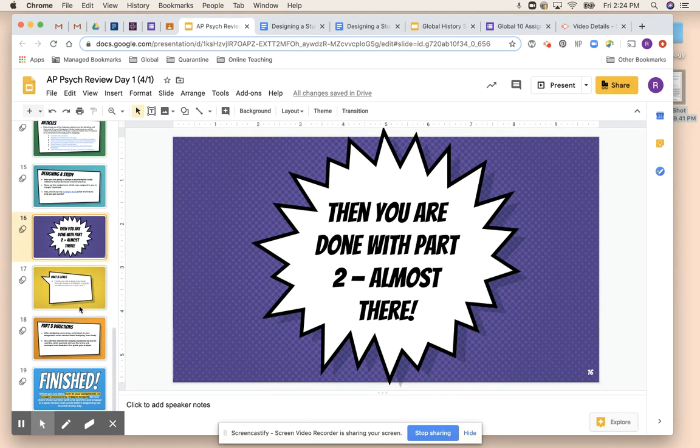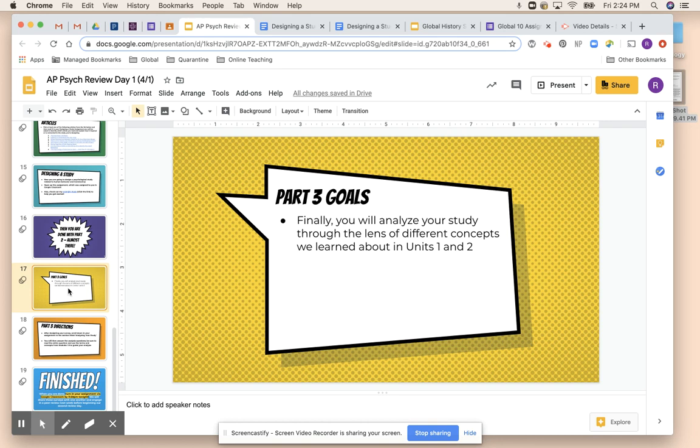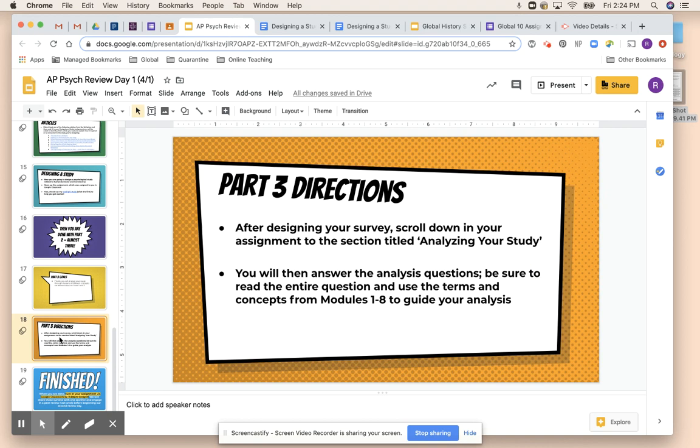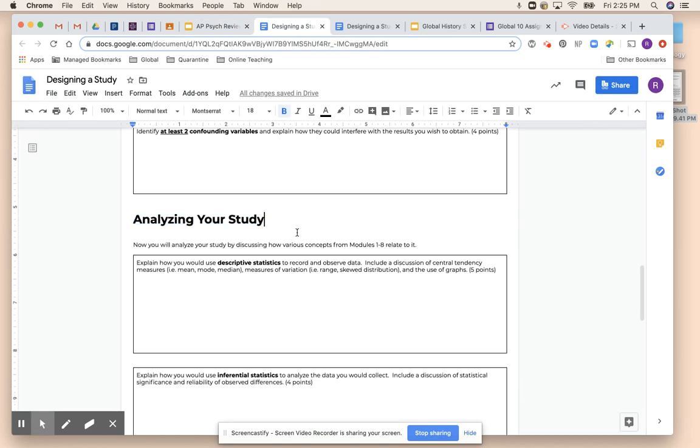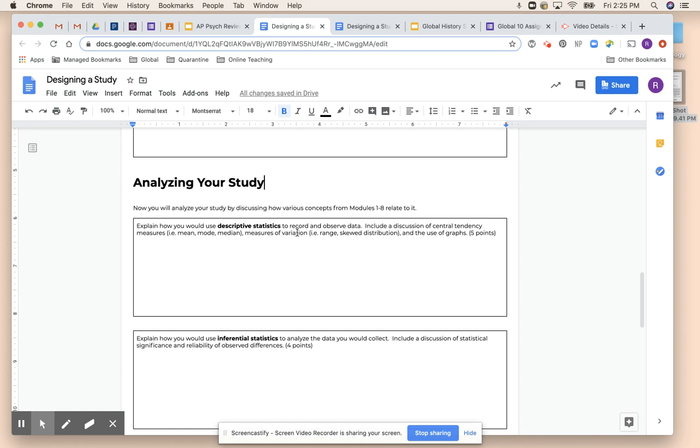So I'm going to go back to the slides and just go over some of the instructions. Basically, for this last part of today's assignment, you're going to be analyzing your study through the lens of different concepts we've learned about in units 1 and 2. As it says here in the directions, you're going to go back to your study and then scroll down to the analyzing your study part. Any good scientist, psychologist, human being should always be reflective, right?